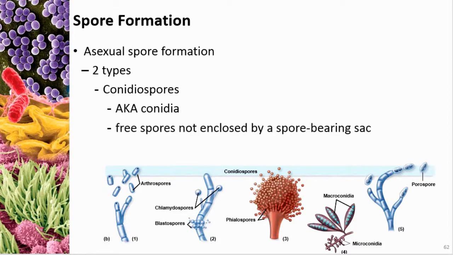These are free spores that aren't enclosed in a sac. They just pop off of the fungus rather than being enclosed in a sac. Some of these, the sporangiospores, will actually pop and explode and go shooting out into the air.